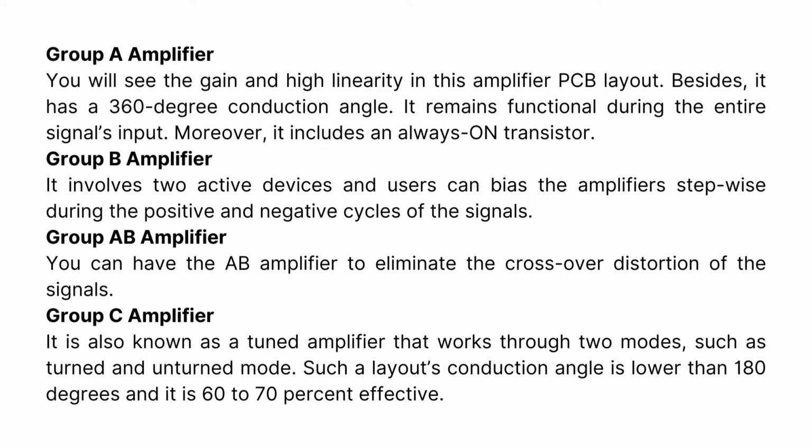Group B amplifier. It involves two active devices, and users can bias the amplifiers stepwise during the positive and negative cycles of the signals. Group AB amplifier. You can use the AB amplifier to eliminate the crossover distortion of the signals. Group C amplifier. It is also known as a tuned amplifier that works through two modes, such as tuned and untuned mode. Such a layout's conduction angle is lower than 180 degrees and it is 60 to 70% effective.